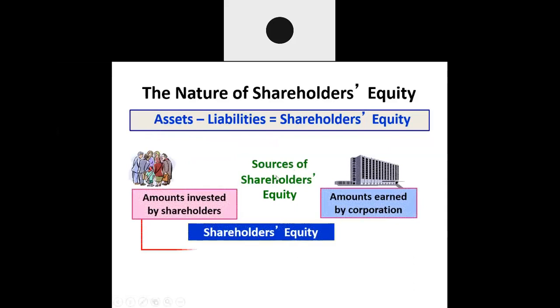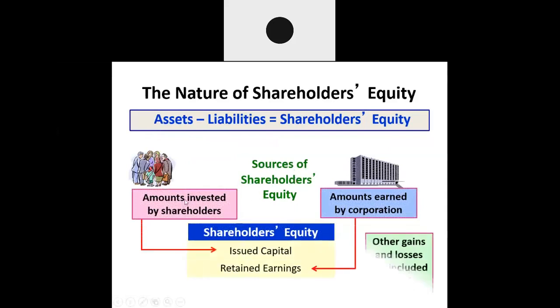Okay, so the sources of shareholders' equity are from the owners, meaning the amount invested by the shareholders or owners when investors buy the shares, and the amount earned by the corporation, which is through retained earnings. These are the two primary sources of equity of a corporation.